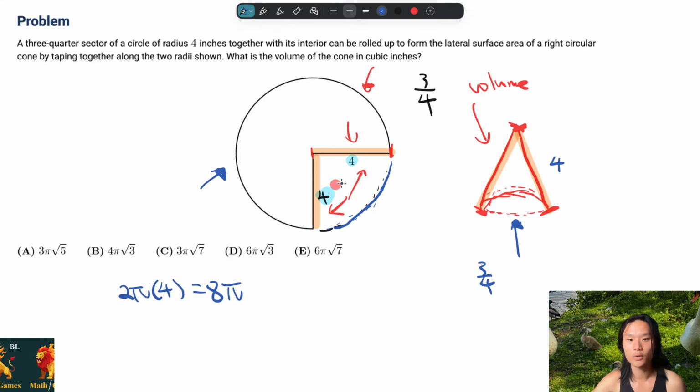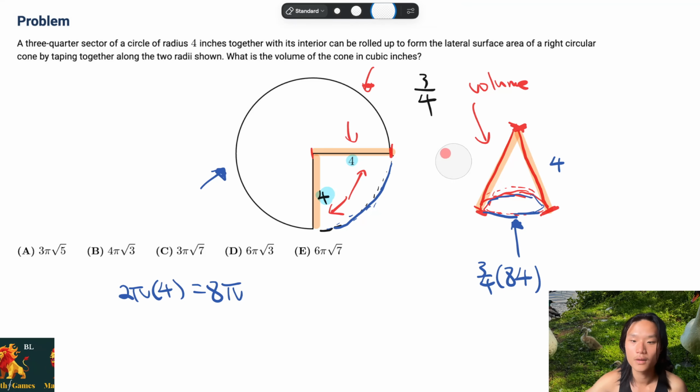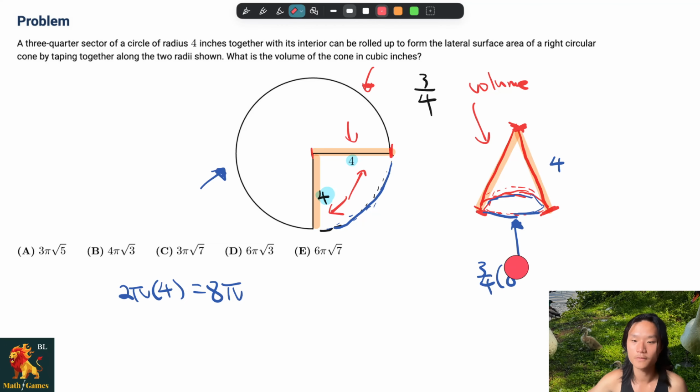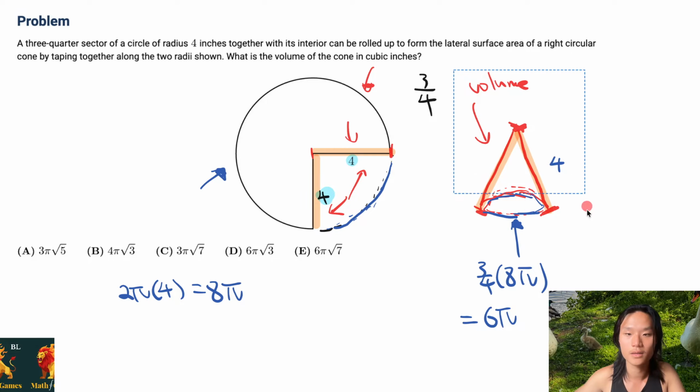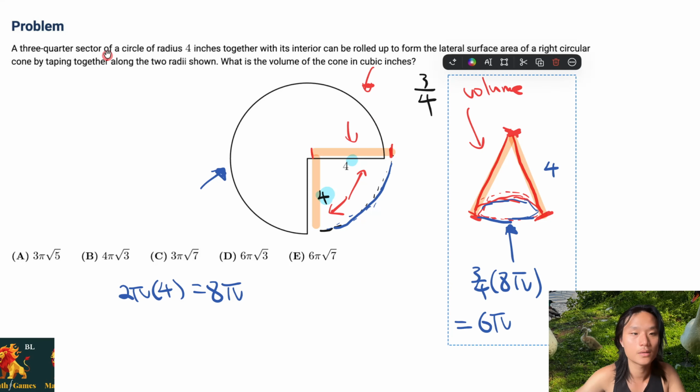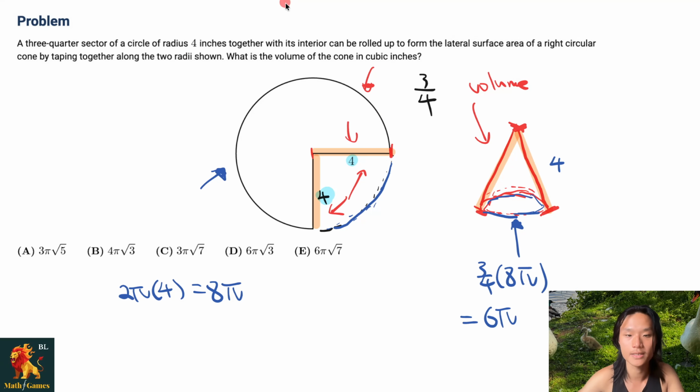Now, since we have rolled it up and used it to form the circular base of the cone here, the circumference of our base must be 3/4 of 8 pi, okay? So 3/4 of 8 pi gives us 6 pi. So we know the circumference is 6 pi. Let me move this a bit. Move it to the side. Oops, you know what? It's fine. Okay, so we know that is 6 pi.